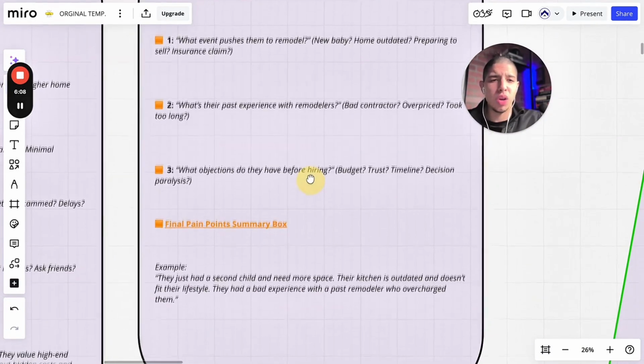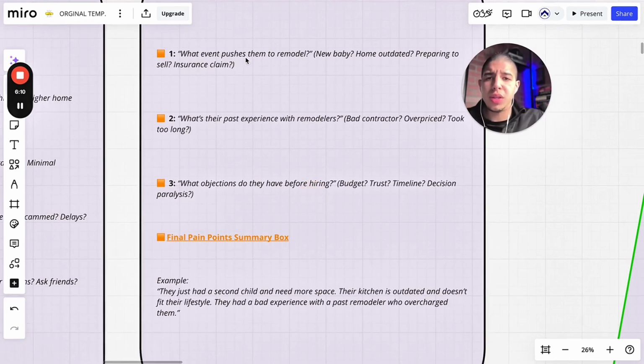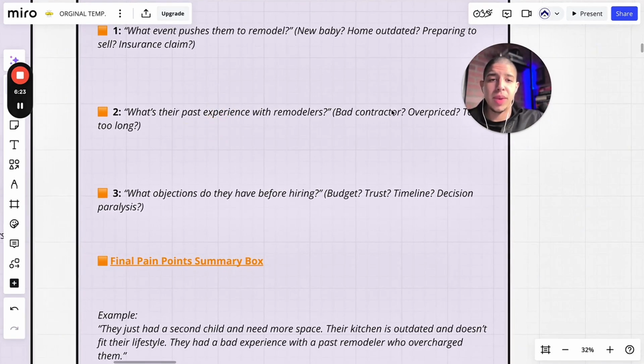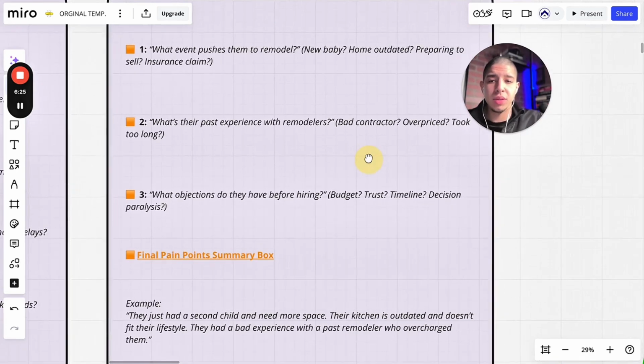Why they buy. What causes somebody to pull the trigger? What even pushes them for a remodel? A new baby, their home is outdated, preparing for selling their home, insurance claim. All these things to take into consideration once again. What's their past experience with remodelers? Bad contractors, overpriced, took too long.